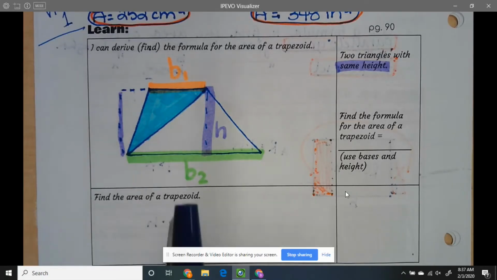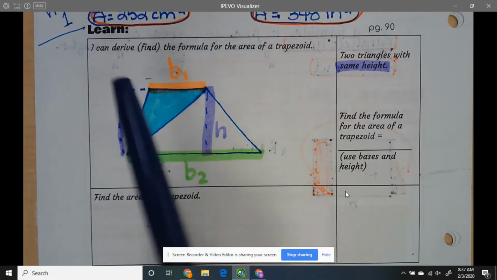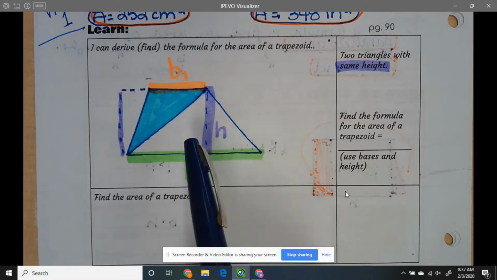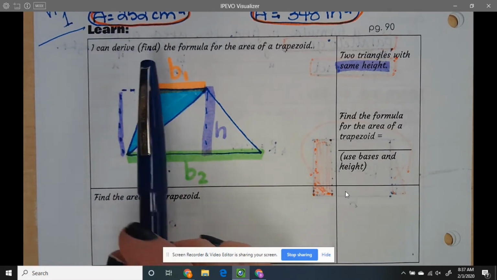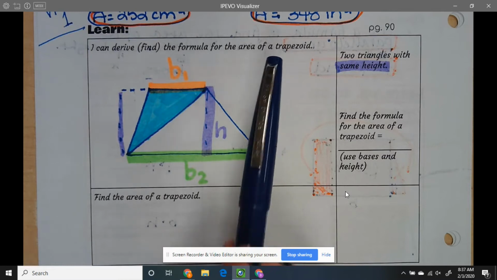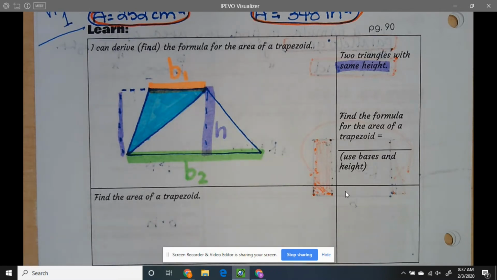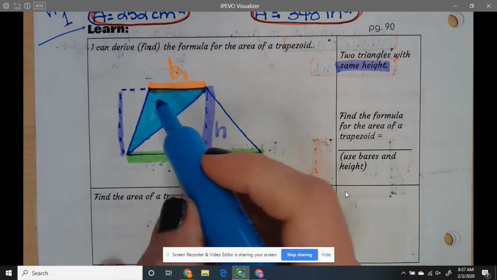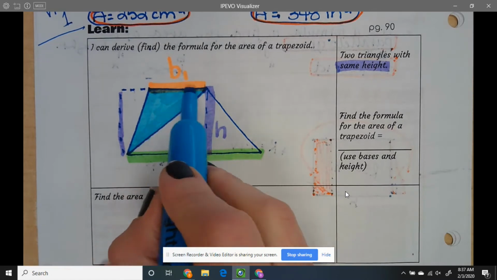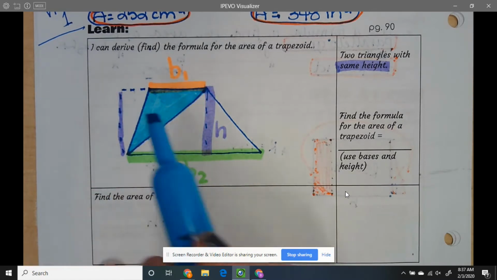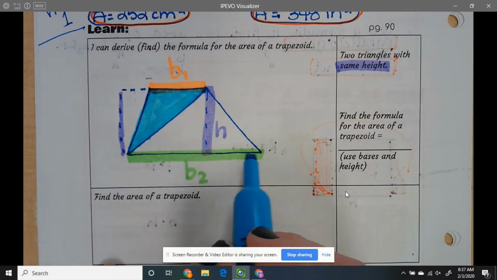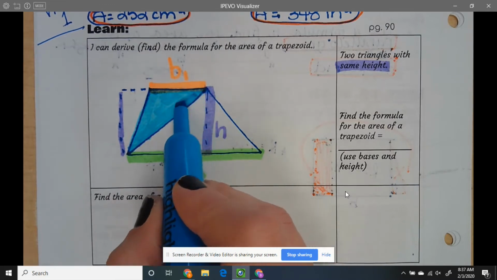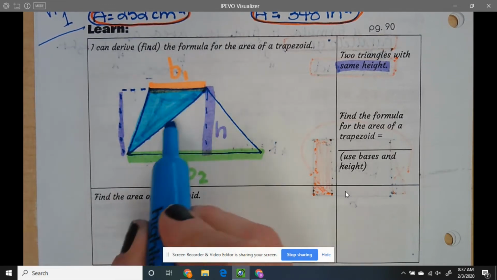So we just learned about the area of a parallelogram, and that was tied to the area of a triangle, and we're going to now find the formula for the area of a trapezoid, which is also tied to the area of a triangle. So you can see that this trapezoid right here, without this dashed line over here, is really two triangles, so this blue one and then the white one.